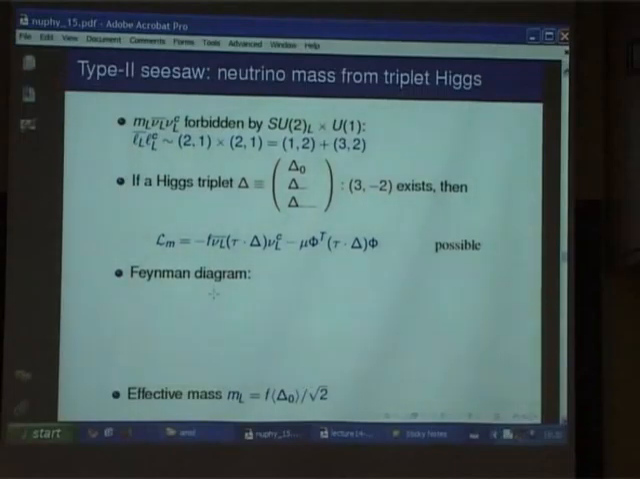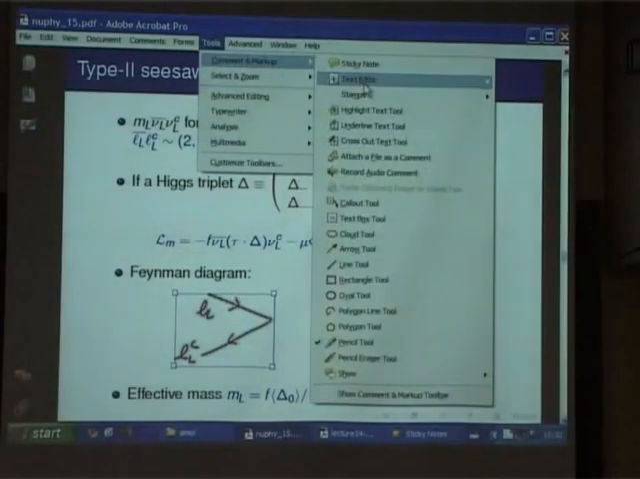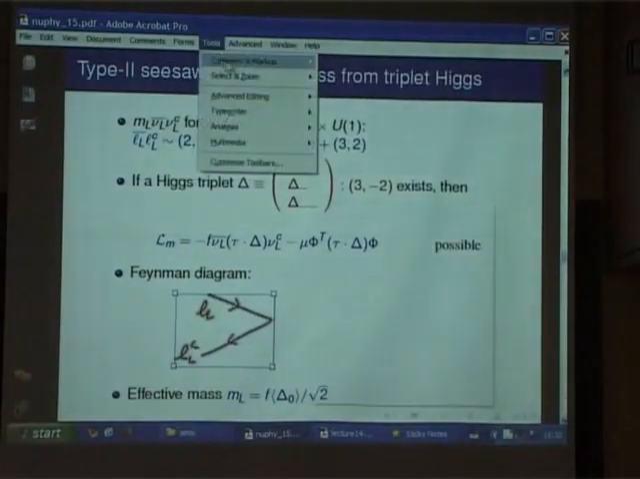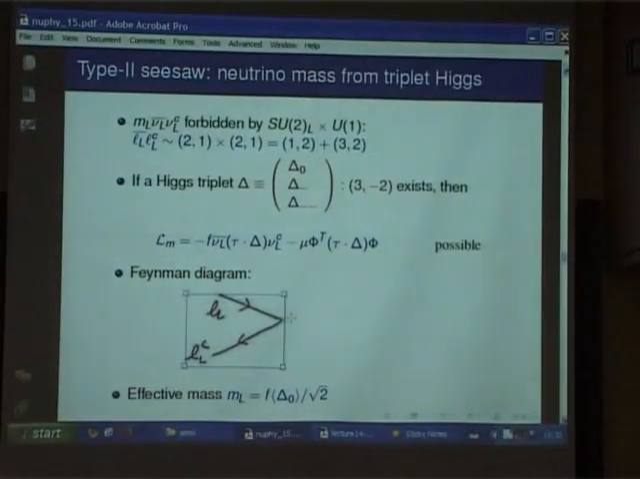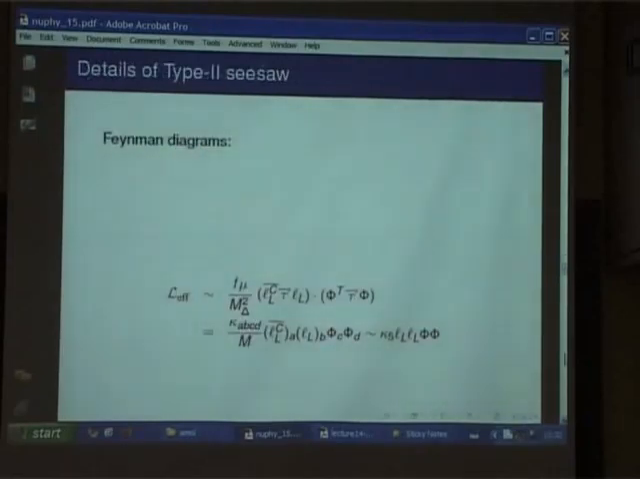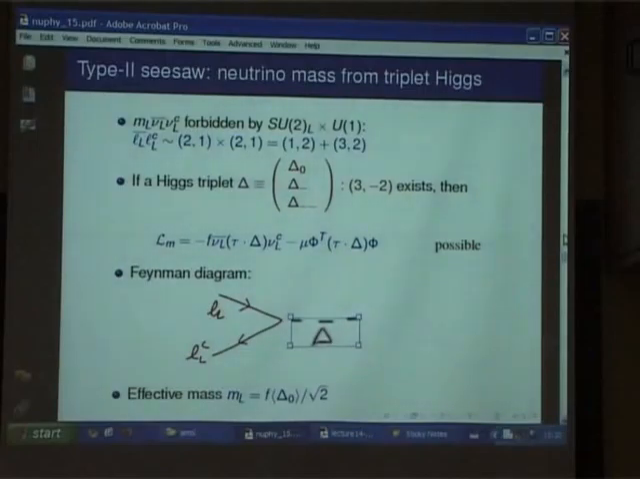So the Feynman diagram we saw already. It was basically like L coming in, C going out. And then I get this. This is how we got a mass equal to f times wave of delta.